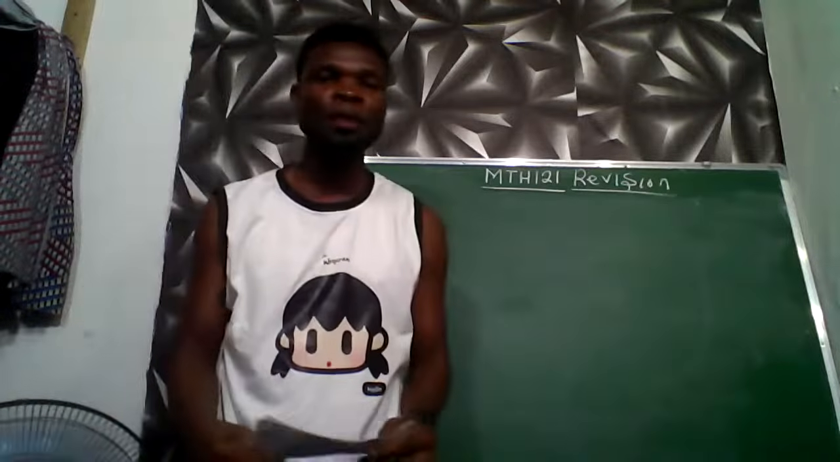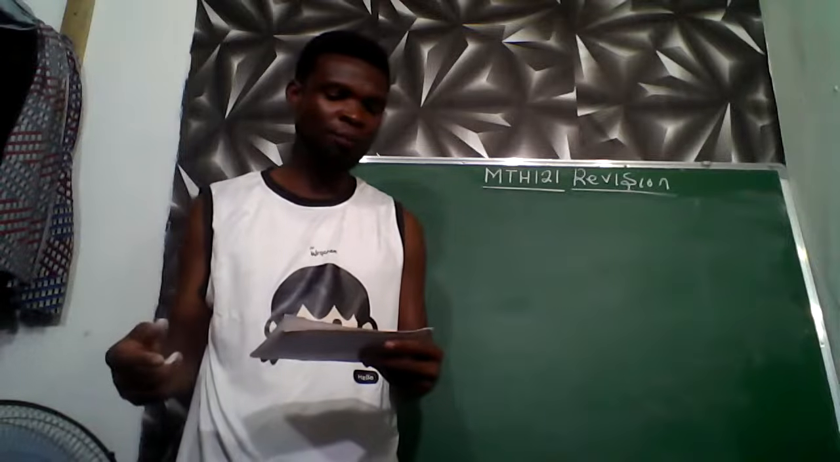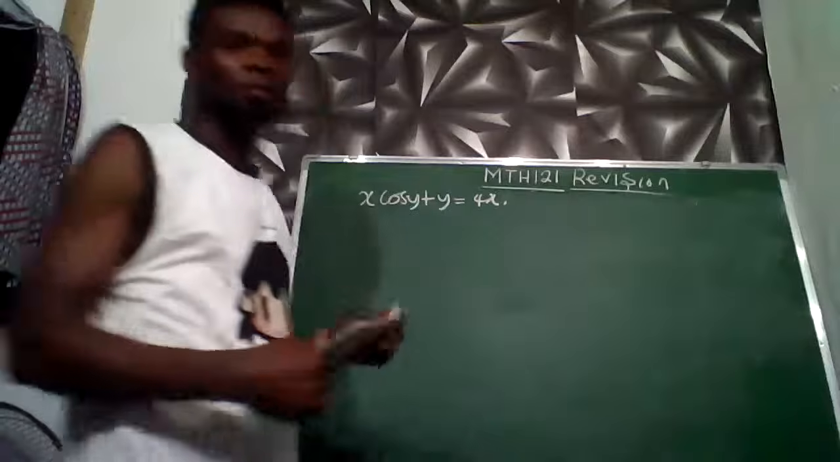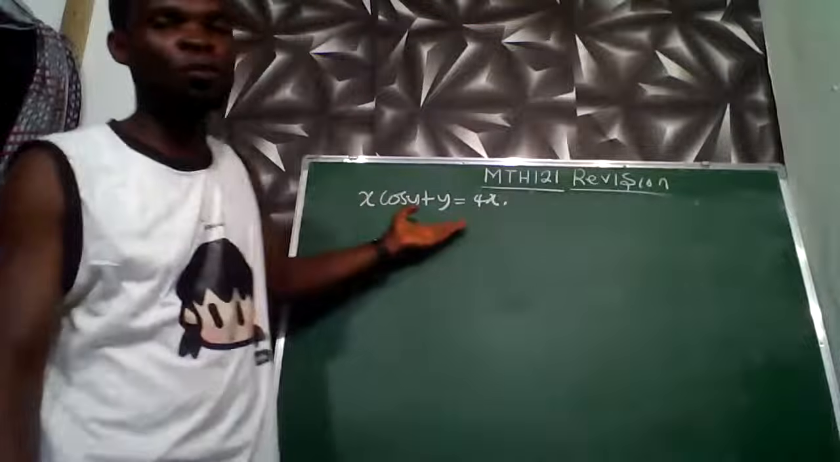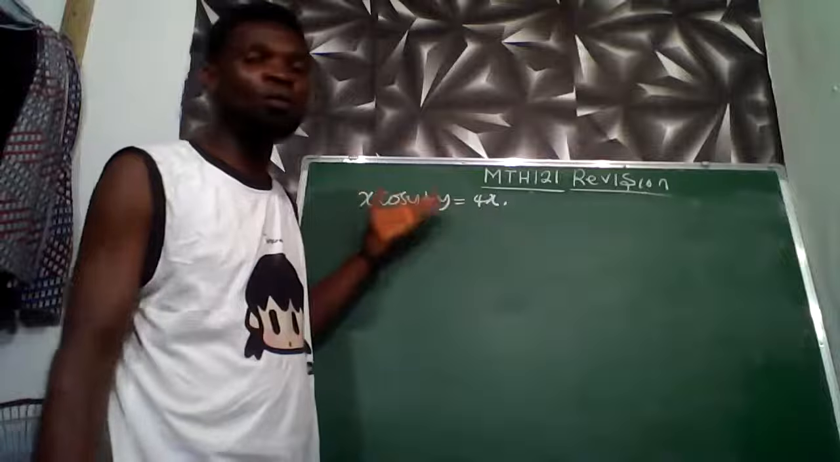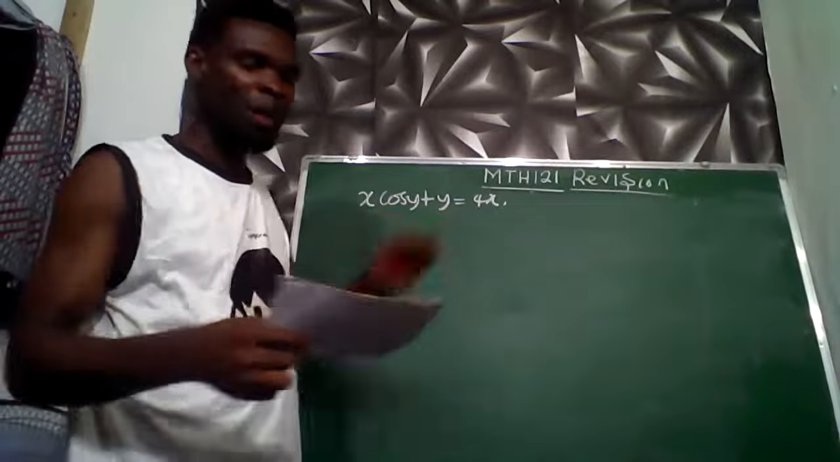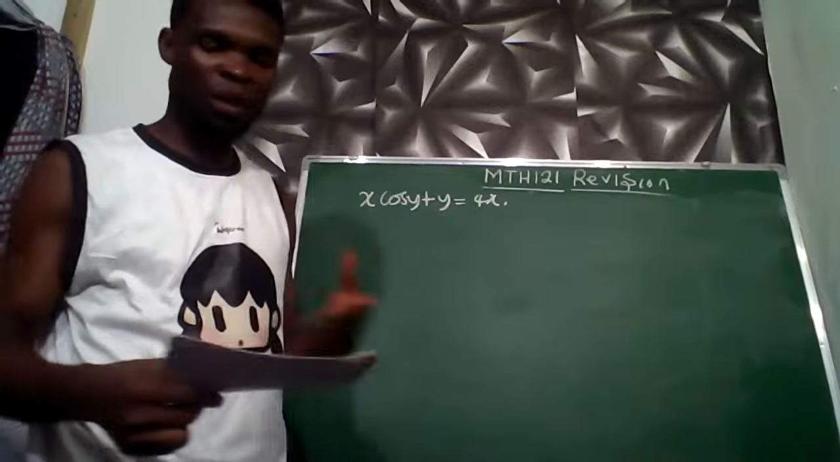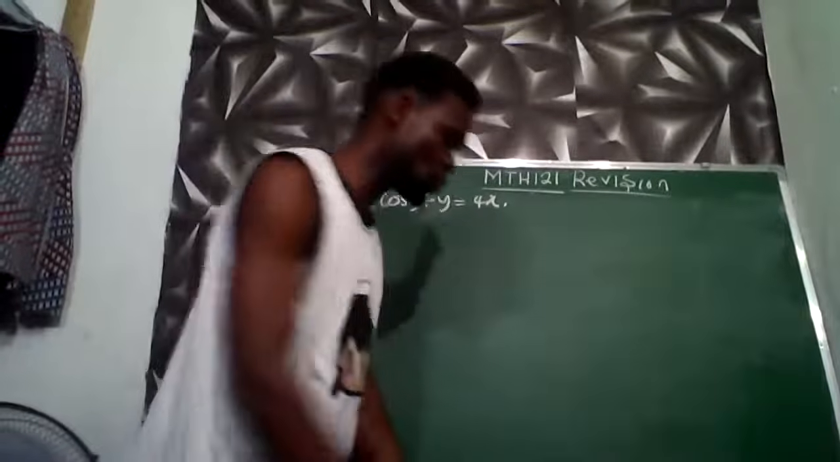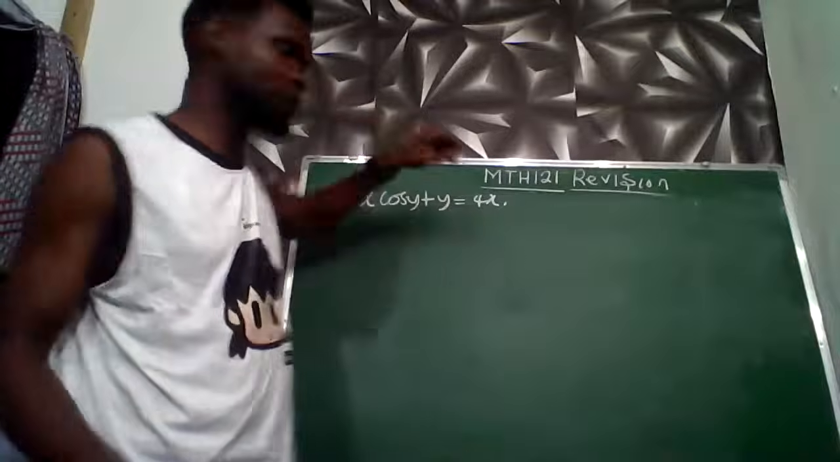So now we are going to pick a question from implicit functions. Let's say we have the function x cos y plus y is equal to 4x. Find dy/dx. So this is an example of an implicit function. In this particular function, we are to find dy/dx. And of course, the options are here, and I'll let you know the correct option at the end of the solution. So this is very, very important.